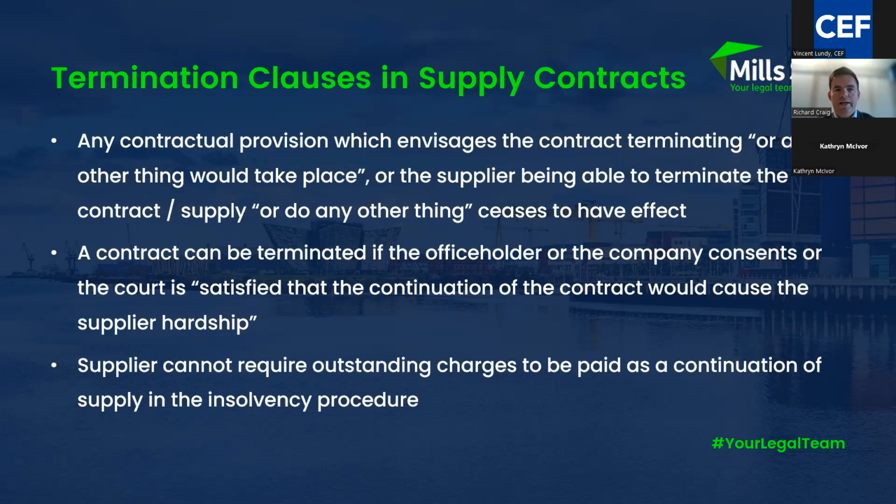Termination clauses then in supply contracts: any contractual provision which envisages the contract being terminated, or the supplier being able to terminate the contract or supply or do any other thing, ceases to have effect. So a contract can be terminated if the office holder or the company consents, or the court is satisfied that the continuation of the contract would cause the supplier unnecessary hardship. The supplier, however, cannot require outstanding charges to be paid as a condition of continuation of the supply in the insolvency procedure, which may be a common enough instance where, in order to continue to trade with the company whilst they're in these difficulties, the creditor quite rightly might insist upon some sort of lump sum payment towards historic debt, but in this case will not be entitled to rely upon that, or indeed require that, and may have to continue to provide the supplies to the customer.